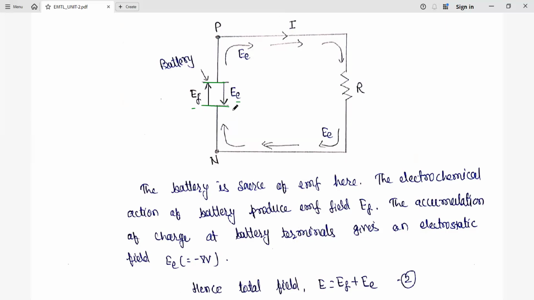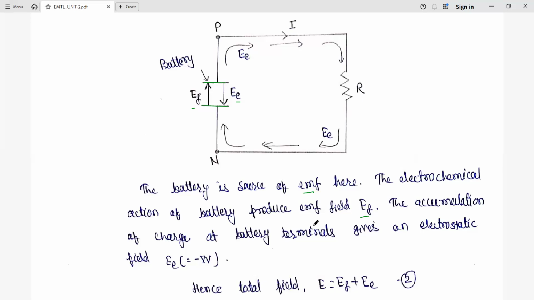So what you're seeing here, when flow of current takes place, that electric field is in the same direction. And inside the battery, the induced EMF due to the battery and the electrostatic field are both in opposite directions. So this is a consideration between this point P and N. Okay. So this battery is going to act as the source of the EMF. So this EMF is coming due to electrochemical action inside the battery. That produces the E_F.